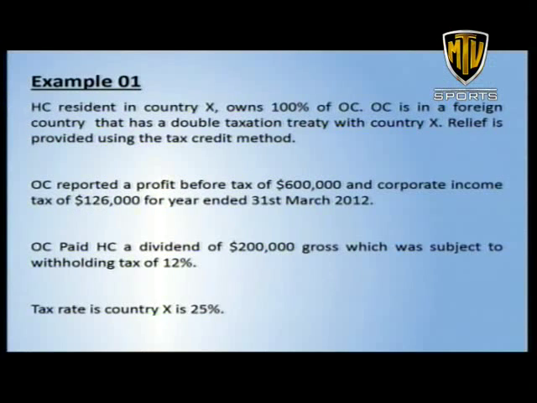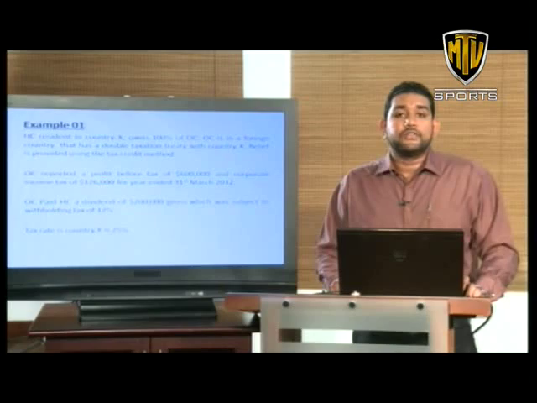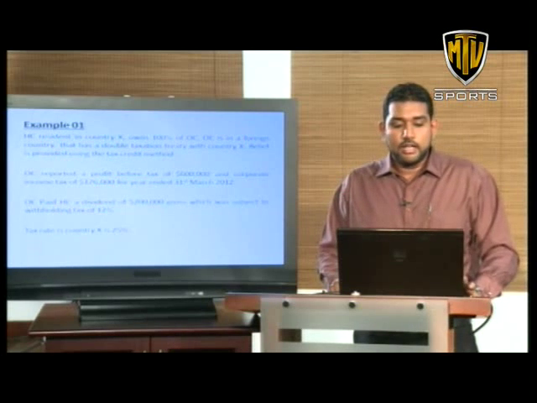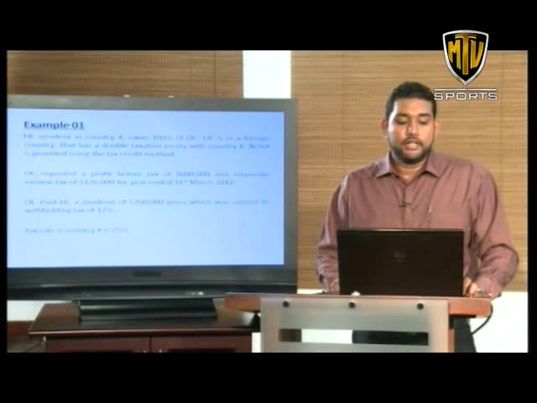HC, resident in country X, owns 100% of OC. So you can see HC is the parent company, OC is a subsidiary, fully owned, 100% owned. OC is in a foreign country and it has a double taxation treaty with country X. A double taxation treaty means a double taxation agreement. Relief is provided using the tax credit method.